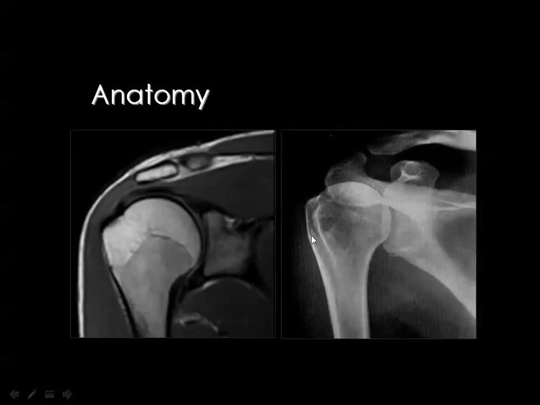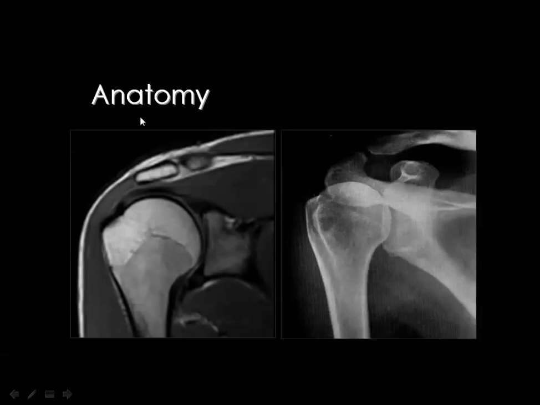Then this is the bicipital groove, and this is the lesser tuberosity, and this is the greater tuberosity. And here you can see the acromion, and the acromion will articulate with the clavicle to form the acromioclavicular joint. And you remember that the clavicle is medial while the acromion is lateral. Then this is the coracoid process, which is an anteriorly located structure, and this is the spine of the scapula.